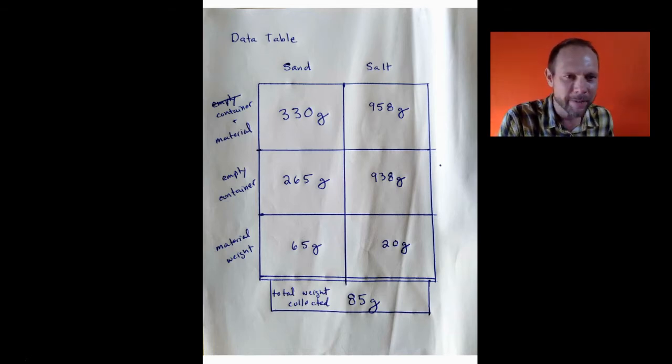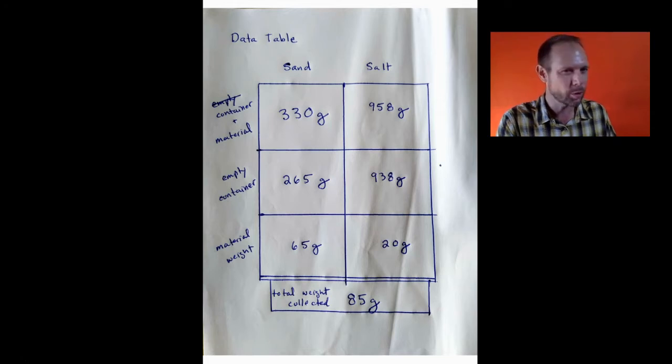And specifically, a couple things to note. First of all, we started off with 100 grams of material. We ended up with 85 grams. So did we lose 15 grams along the way? What was the nature of this lost material?